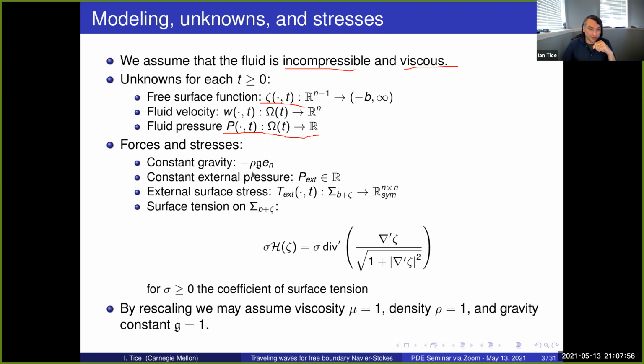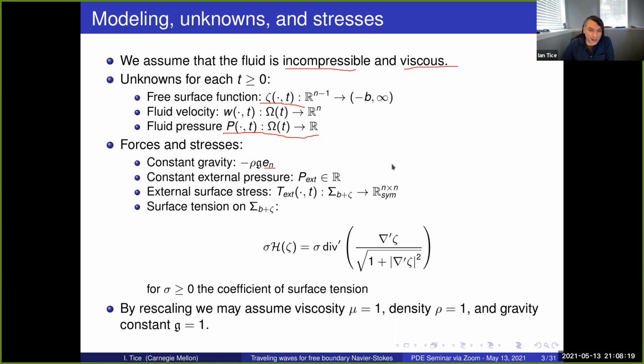So we will assume that there is a constant gravitational field that points down toward the bottom of the fluid. And the way that we will manifest this as a force is in the usual way that you do it in physics. So the force will be proportional to the density times some gravitational constant, and then just pointing straight down with the unit vector minus e_n.